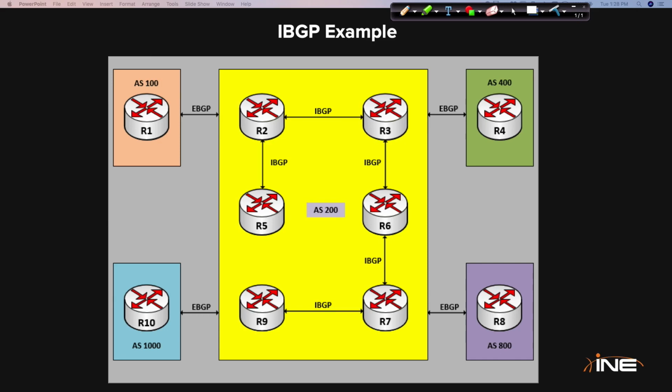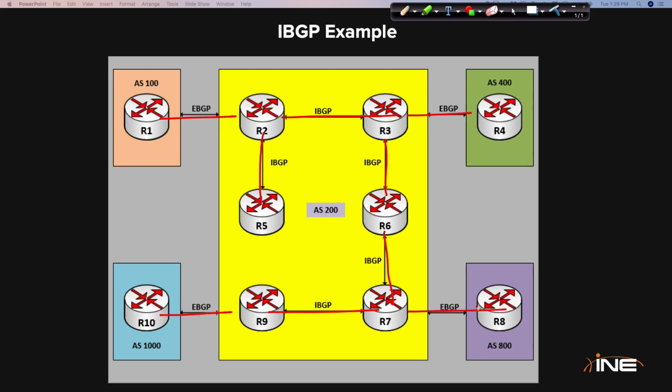So let's have a quick look at this iBGP example. Here I have some eBGP connections and I have some iBGP connections. So I have iBGP running all the way in AS200. It's not a full mesh configuration. R2 is forming iBGP with just R3 and R5. I have iBGP between 3 and 6, 6 and 7, 7 and 9, and I have eBGP between 3 and 4, 1 and 2, 10 and 9, and 7 and 8.